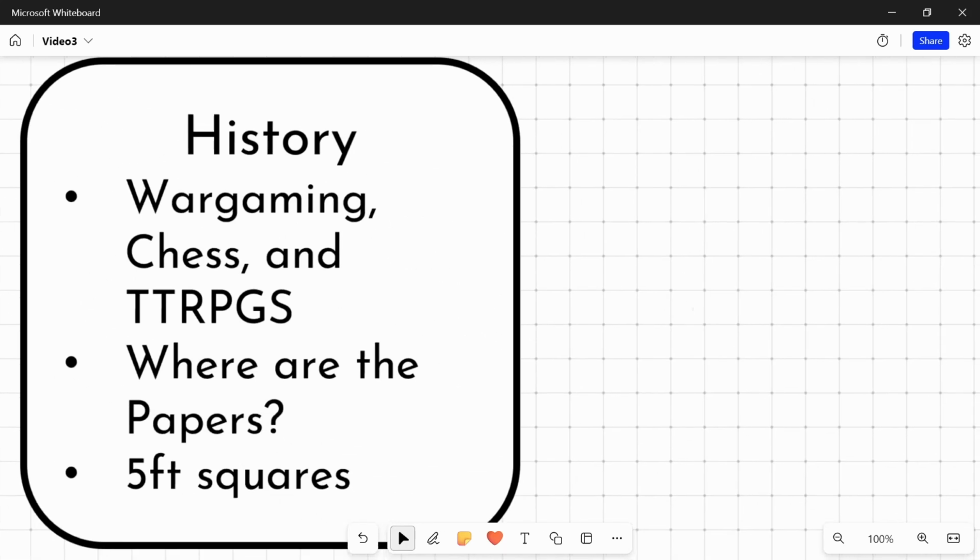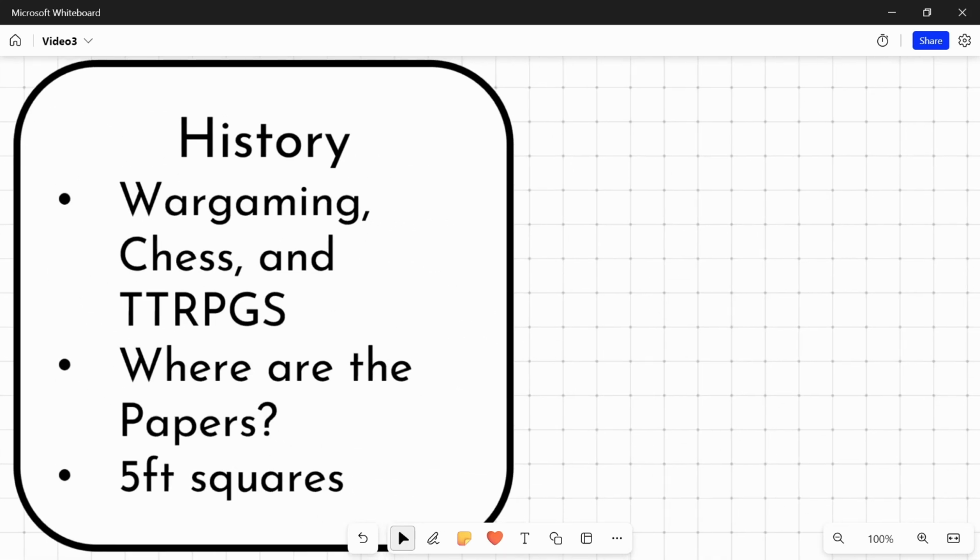So, a bit of the history. I'll actually start with the second bullet point there. There is not a lot of history. There are very, very few resources online that I could find about the history of gridded movement systems and where they came from. So if you're a historian, please go and study this, because I think there's quite a lot of interesting history to uncover here.